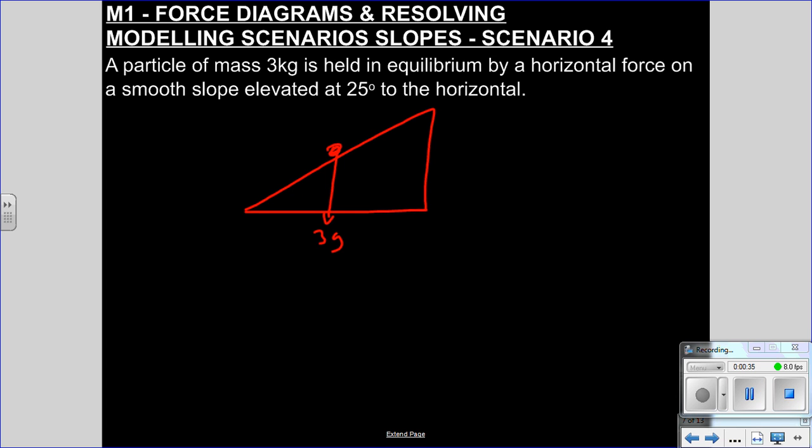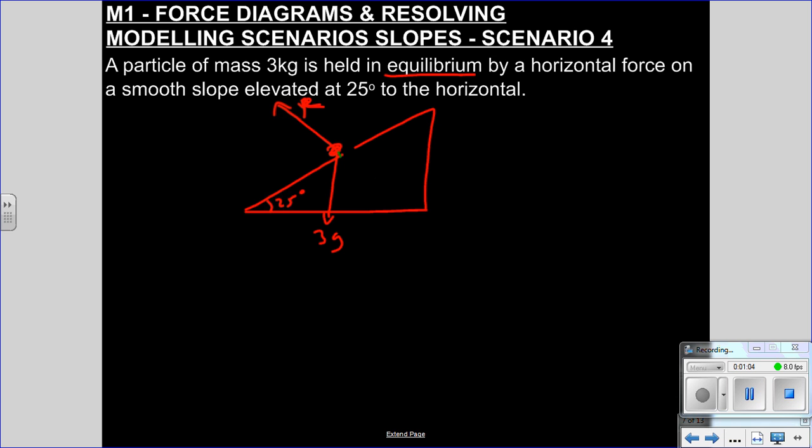Remember, weight's always going down. We've got a normal reaction because the force is always perpendicular to the surface this is resting on. It's in equilibrium, so there's no acceleration. It's being held in equilibrium by a horizontal force on a smooth slope at 25 degrees. So as soon as I've seen the slope, I would split my weight.